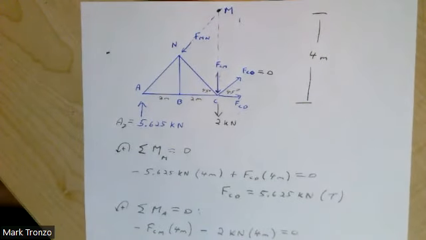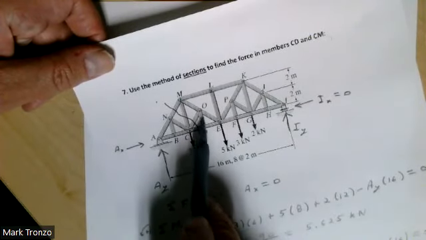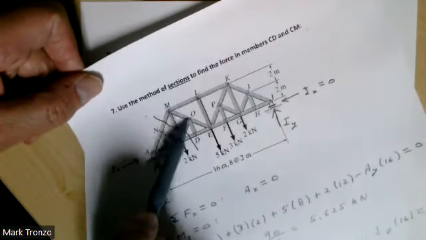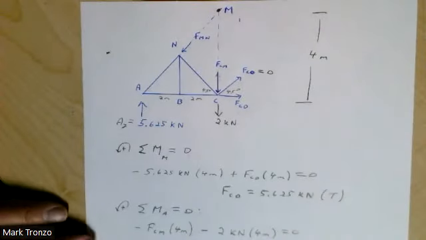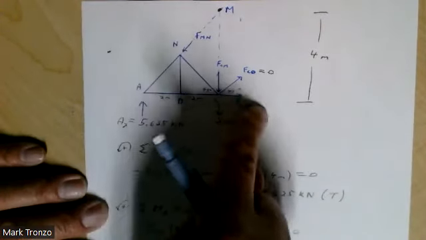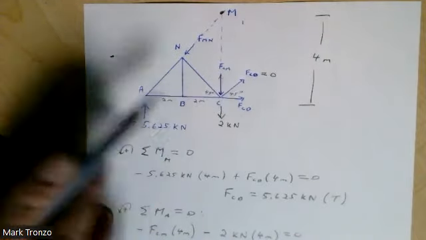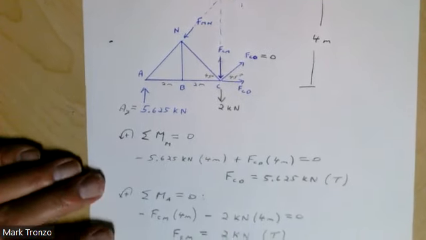So there you have it. Again, what made this one a little bit tricky was the fact that we needed to identify that this was a zero force member, and then in turn we could determine that this one was a zero force member. Once we did that, then we could make our cut, find our unknowns that we needed, and then we were done.